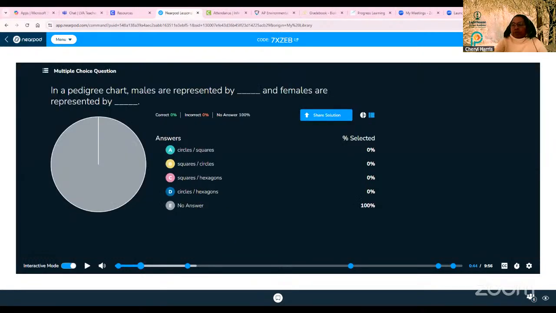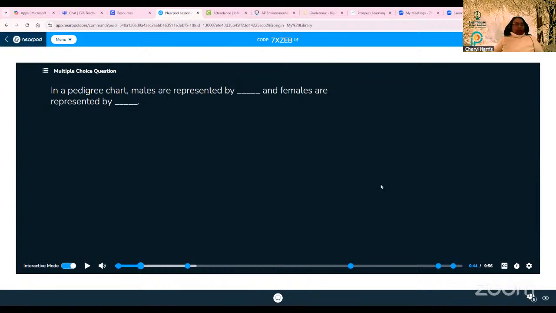Okay, I'm gonna take the teacher question out of here. All right, in a pedigree chart, males are represented by what? And females are represented by which shapes? So that's what you're looking at. And this is important because, like I said, you'll have to read a chart, you'll have to draw a chart. So you need to make sure that your chart is drawn correctly.